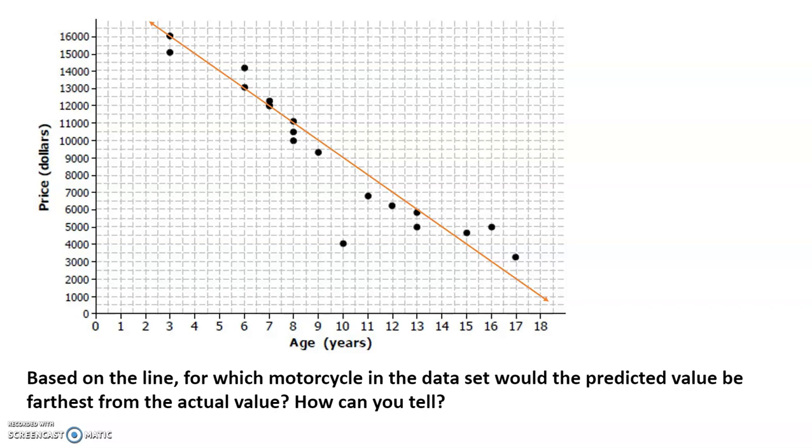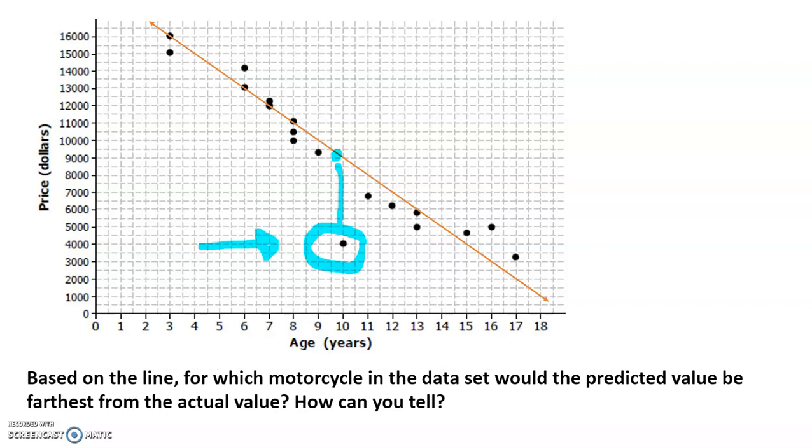This asks which motorcycle in the dataset would be predicted furthest from the actual value. So furthest from the value that's given, so the value in the scatter plot, from the line that we have made as our prediction. And as we can see, that's this one here, because it's the furthest away from the line. It should, according to our line, be here, but it's not. So this actual value is the furthest from our predicted line.